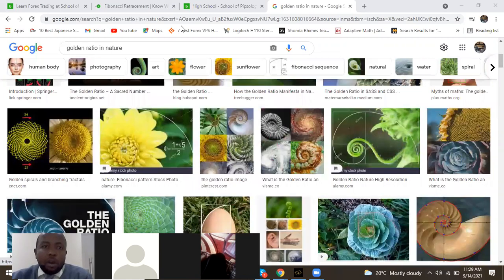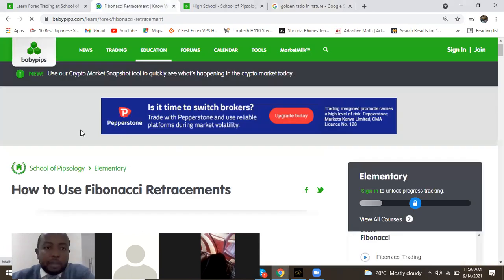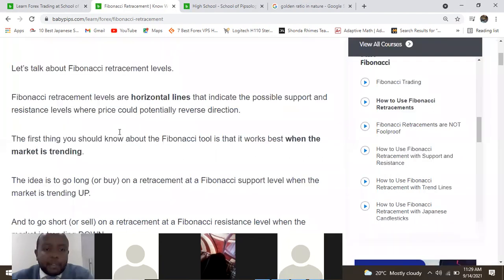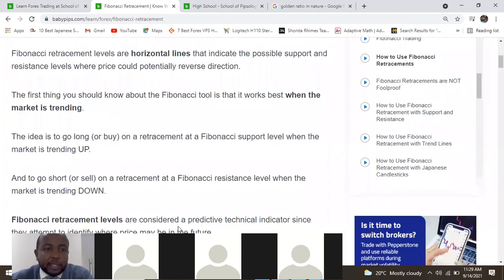For today, let me just go to the retracement level. Let's continue. How are we using this in our trading? Fibonacci retracement levels are horizontal lines that indicate the possible support and resistance levels where price could potentially reverse in direction. The first thing you should know about the Fibonacci tool is that it works best when the market is trending. So we are looking at a trending market like this one.